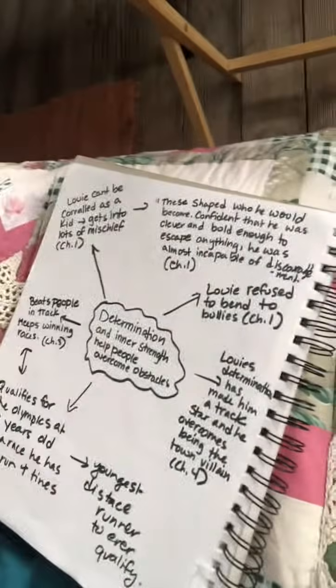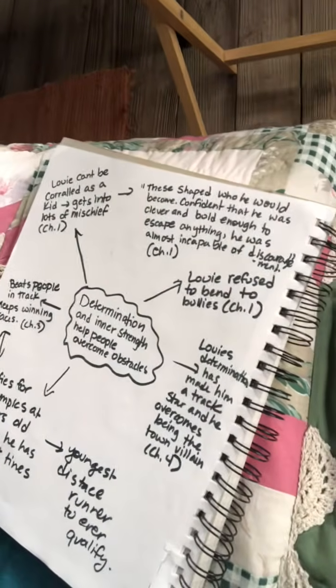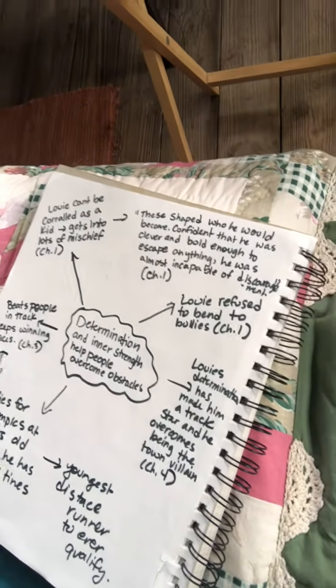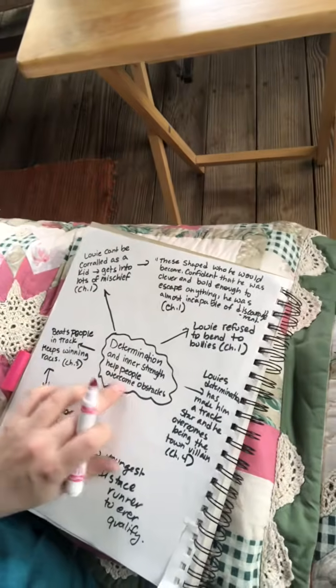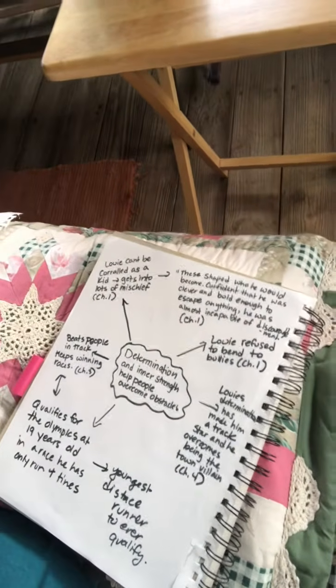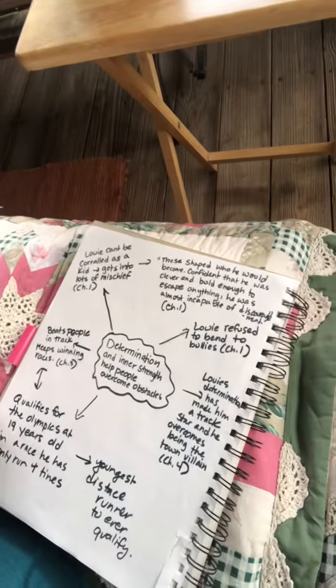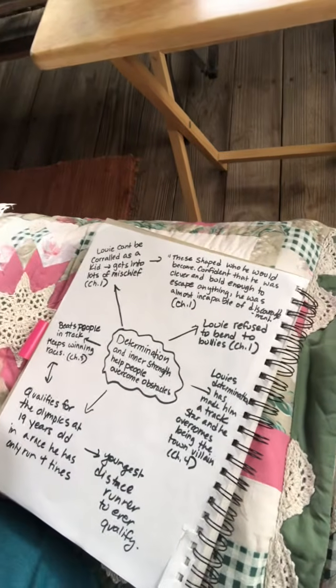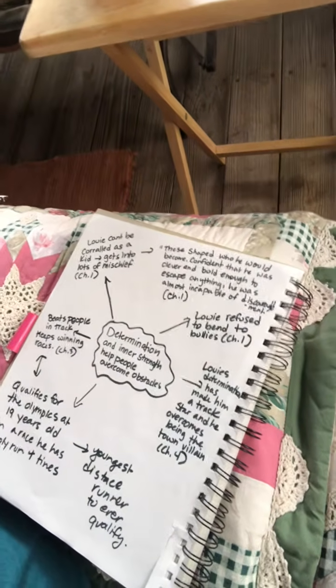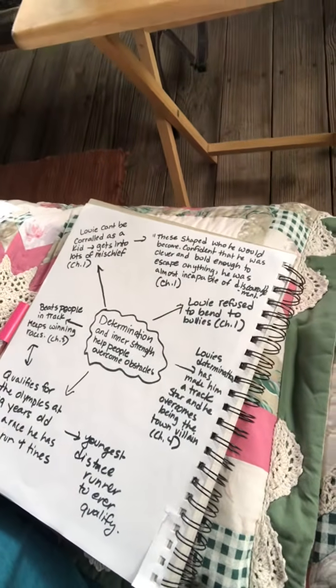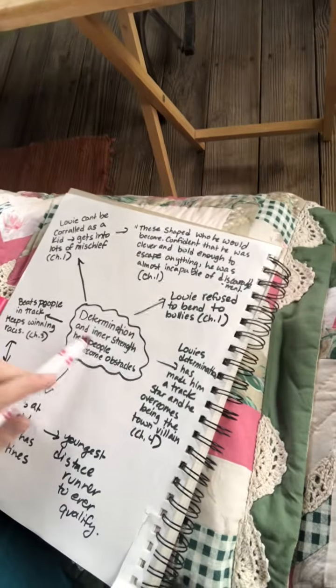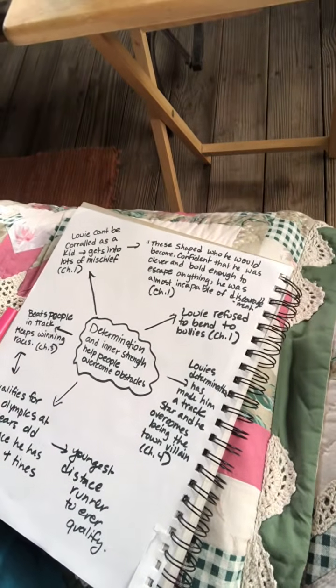So what I'm going to do now, let's see if I can get it centered on there. Okay. If you look here, I've got beats people in track, keeps winning races. That shows determination and inner strength and helping him overcome an obstacle. We've read through chapter 9. So I'm going to list off some different pieces of evidence that I remember from the different chapters that show how determination and inner strength help people overcome obstacles.